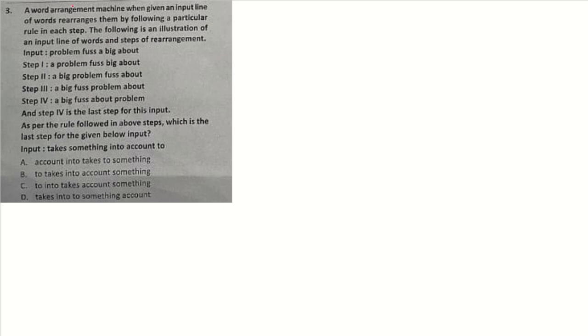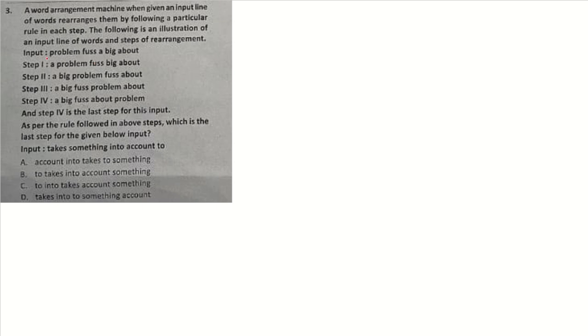A word arrangement machine, when given an input of words, rearranges them by following a particular rule in each step. This is an illustration. Problem fuss a big about, and after all these steps, a big fuss about problem. It seems very random. As per the rule followed, which is the last step for this input, take something into account. So it may seem very random, but there is a logic behind this.